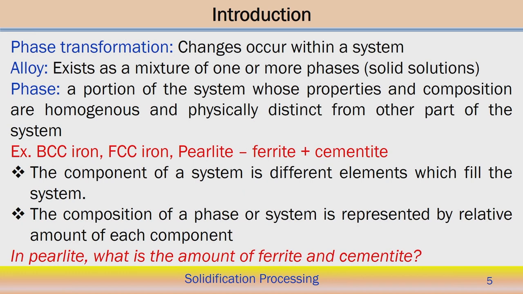Now, how can we explain phase transformation? Phase transformation is basically the changes that occur within a particular system, and how the changes occur. Now, how can we define an alloy? An alloy exists as a mixture of one or more phases, or maybe as a solid solution. An alloy can be considered as a kind of solid solution. It means that two different phases may coexist and create a kind of solid solution. It is not necessary that a solution always means it will be in the liquid phase.